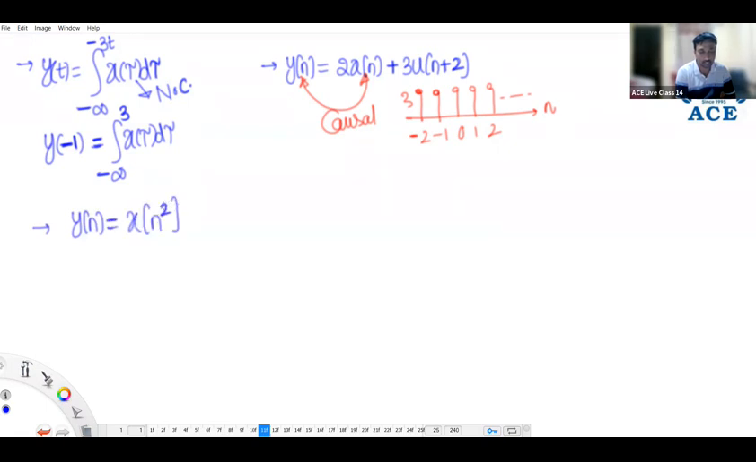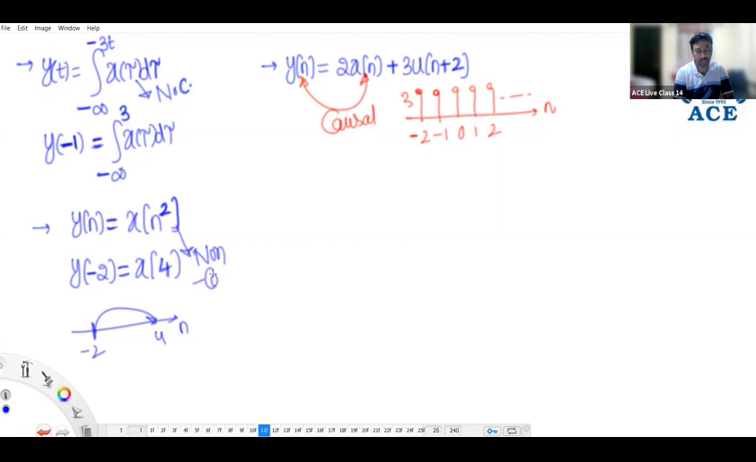x of n square: y[n] equals x[n squared]. It can be non-causal. If I substitute any negative index like minus 2, input is required at 4. So the system is non-causal.